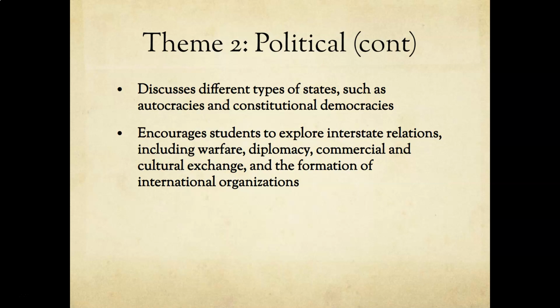All right, you can also use the political theme to discuss different types of states, such as autocracies and constitutional democracies. Like I've already mentioned, there are different types of states like empires or nation states, and you can also look at actual exchanges. So again, I think this is the biggest one because it connects itself to really everything in how people operate.